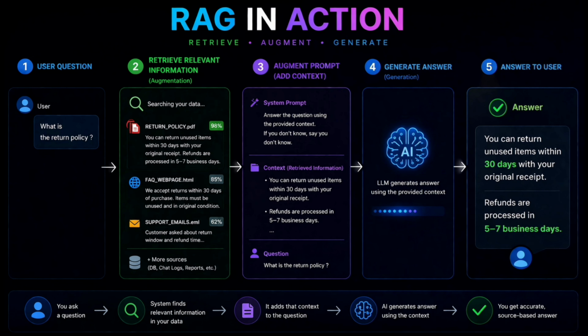Here you can see the whole flow of how RAG works. It starts with a simple question. Then, instead of guessing, the system first searches your data like PDFs, FAQs, emails, or databases to find the relevant information. And once it finds it, that information is added to the question. This step is called augmentation. Now the AI has the right context. Using that context, the AI generates the final answer, not from memory but from your actual data, and the result is accurate and grounded. And that's RAG. First, it looks things up and then it answers.